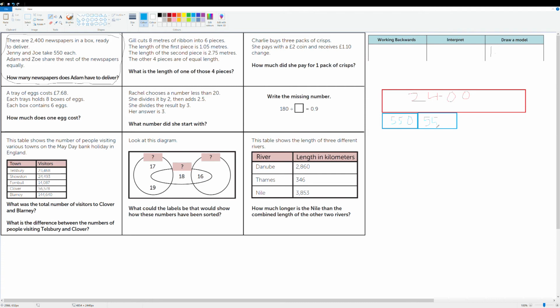I don't yet know what the others are, but I do know that Adam and Zoe shared the rest of the newspapers equally. This word equally is really important. That means that the amount that's left is going to be the same size. So let's do that. We've used red, we've used blue, so let's use green. And what I'm actually going to do is draw a 1, and then I'm just going to cut it in half with a line to make sure that's nice and equal. Of course, do we know what this is? No, not yet, but we could definitely work this out. This is going to be our question mark for now.